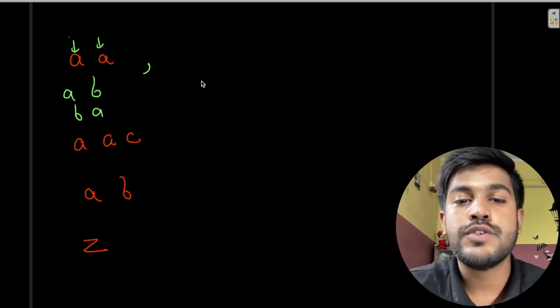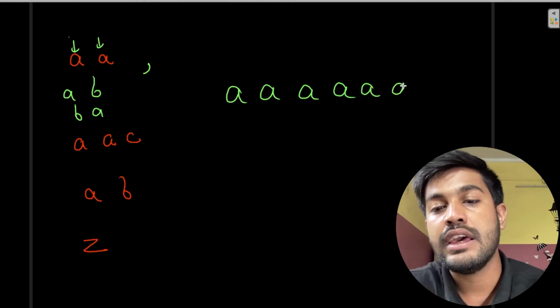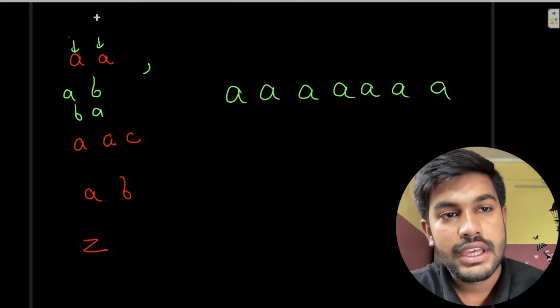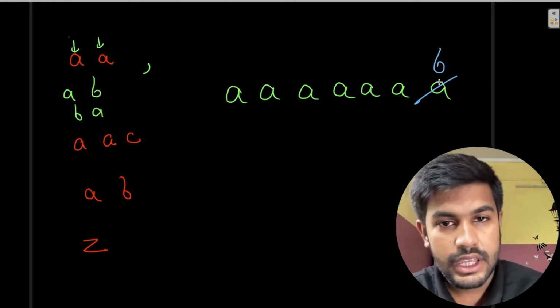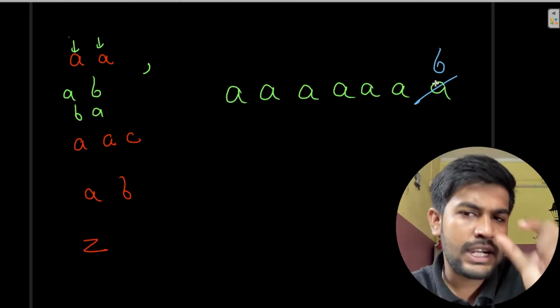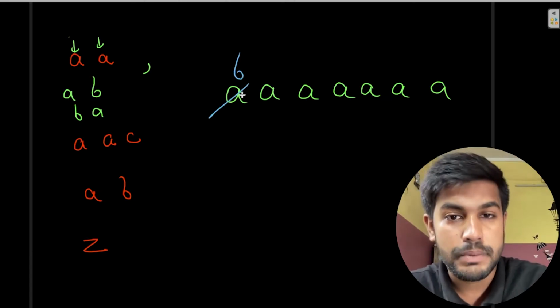Suppose we have AA. If we alter the last A to B, the difference would be smaller than if we alter the first A to B.